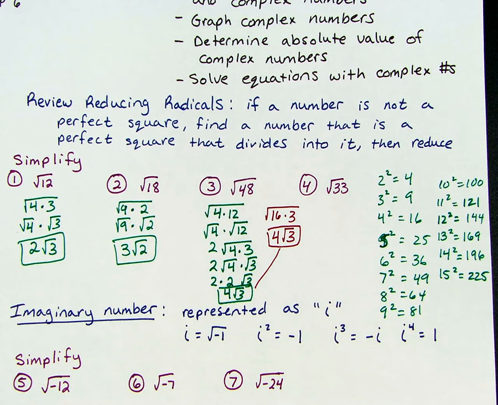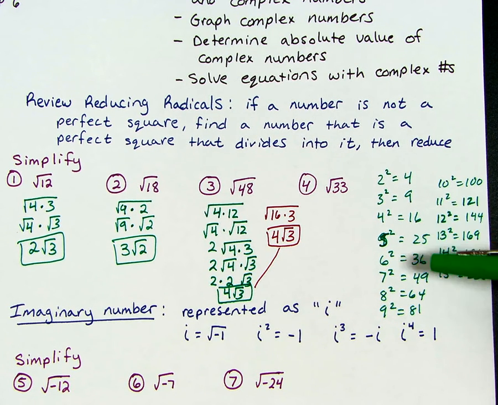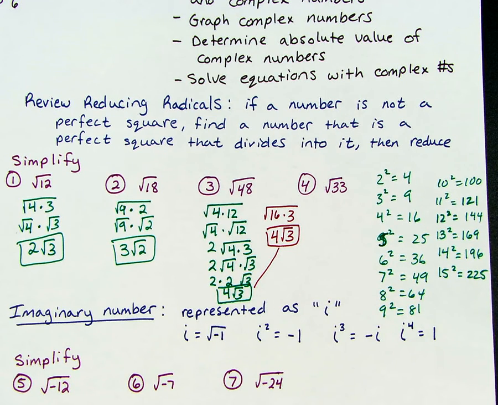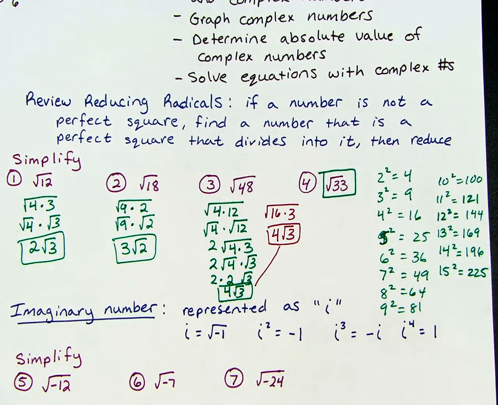And the next one, 33. 4 doesn't divide into it, 9 doesn't, and 16 and 25 don't divide into it, and then 36 is bigger. So if we can't find a perfect square that divides into it, we can't simplify it. So that would just be our answer.